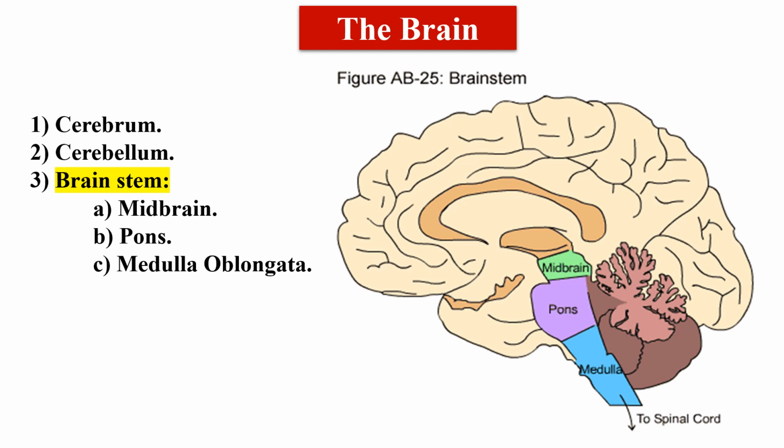We can see here that the brainstem, from above to below, is formed of three compartments. The first compartment is called midbrain, which is colored green here. The second part is called pons, which is purple in color. And the third part, which is caudal in position, is called medulla, which is blue in color.